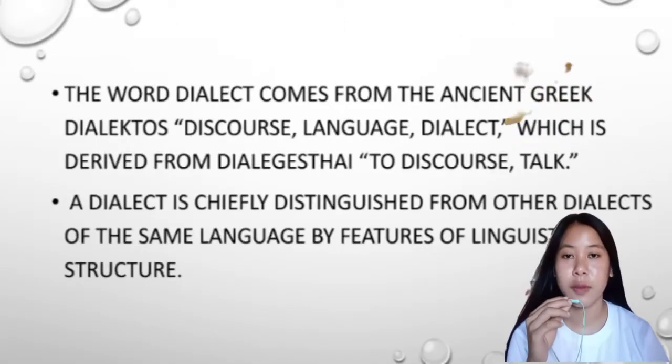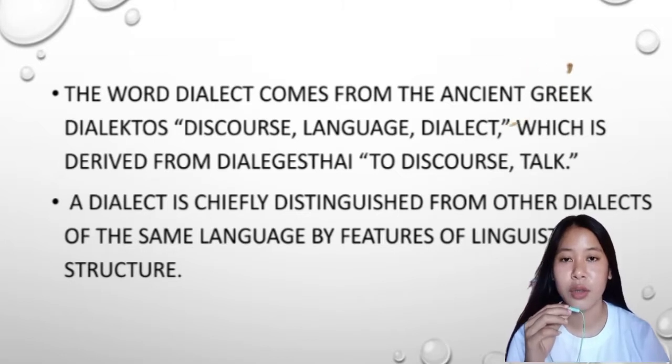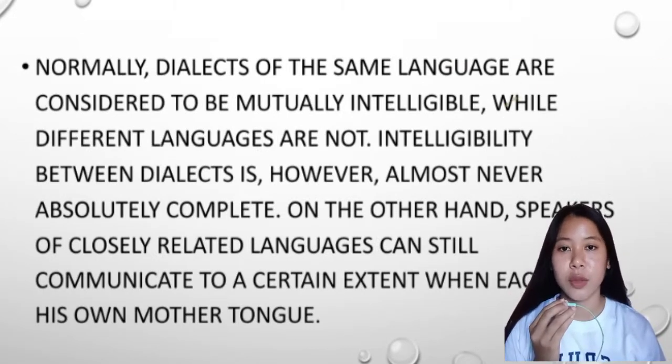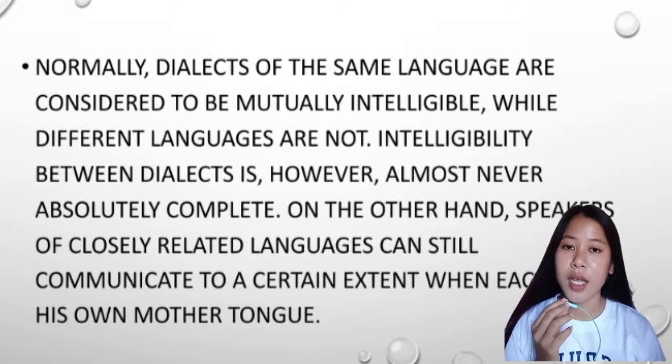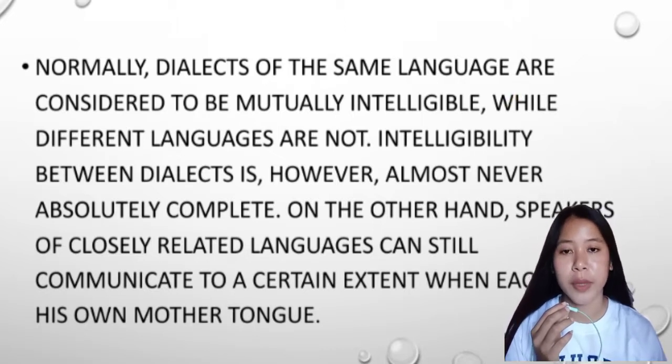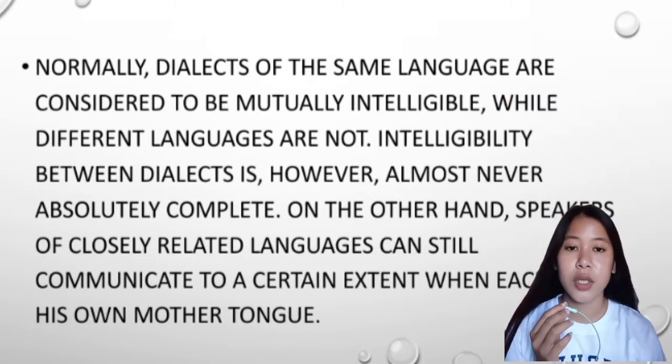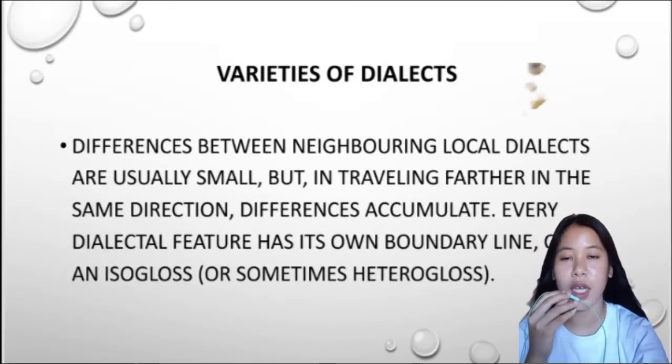The word dialect comes from the ancient Greek dialectos, meaning discourse, language, or dialect, which is derived from dialegestai, to discourse or talk. A dialect is chiefly distinguished from other dialects of the same language by features of linguistic structure. Normally, dialects of the same language are considered to be mutually intelligible, while different languages are not. Intelligibility between dialects is, however, almost never absolutely complete. On the other hand, speakers of closely related languages can communicate to a certain extent, each using his own mother tongue. There are also varieties of dialects.